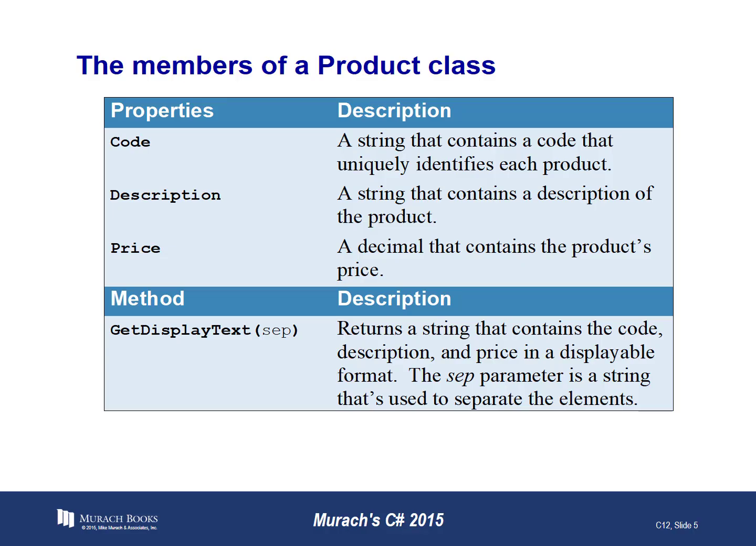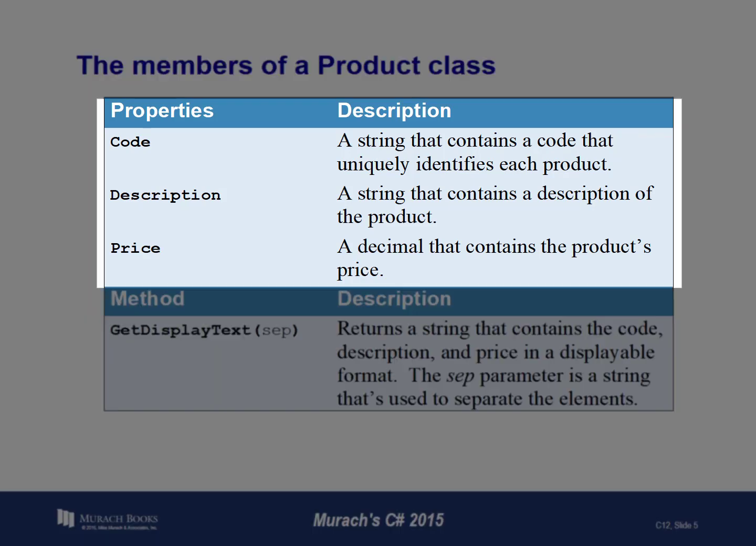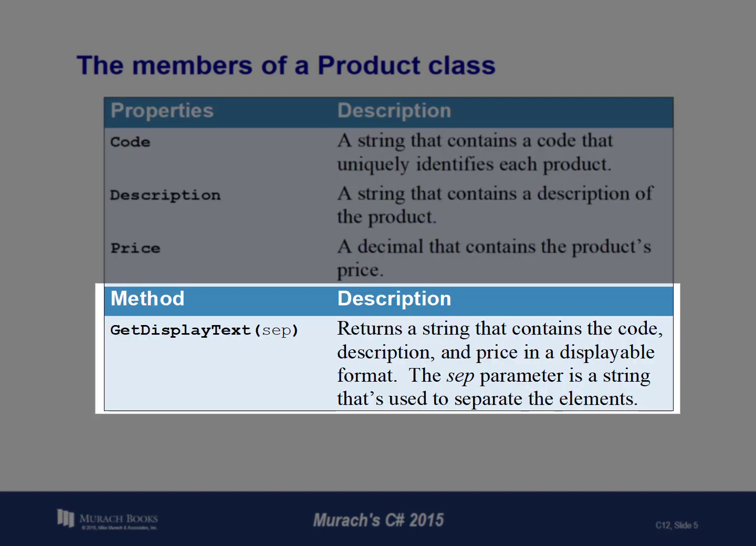In this chapter, the business class example that we're going to explore is a product class. And the particular product class that we're going to create is going to consist of 3 different properties: a code, a description, and a price. The code and the description are going to be text descriptors, and the price is going to be a decimal value that contains a particular product's price. And this product class is also going to have a method, and it's going to be called GetDisplayText. And when we use this method, it's going to return a combination of the code and the description and the price with some delimiters as we specify.